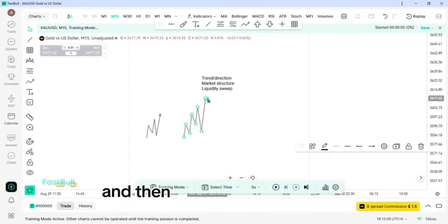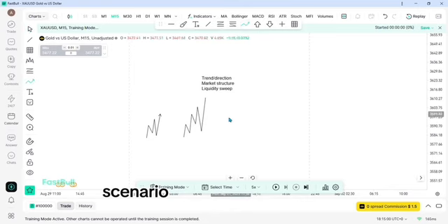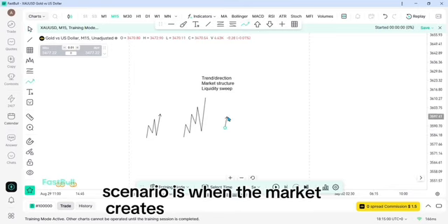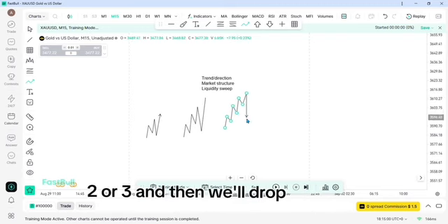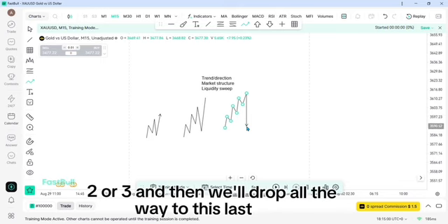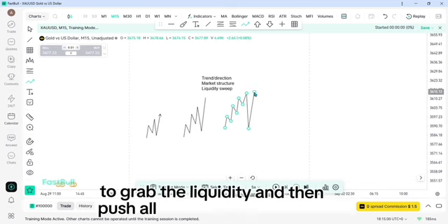And then our third scenario is when the market creates a series of break of structure to the upside, 2 or 3, and then drops all the way to this last level to grab the liquidity and then pushes all the way to the upside.